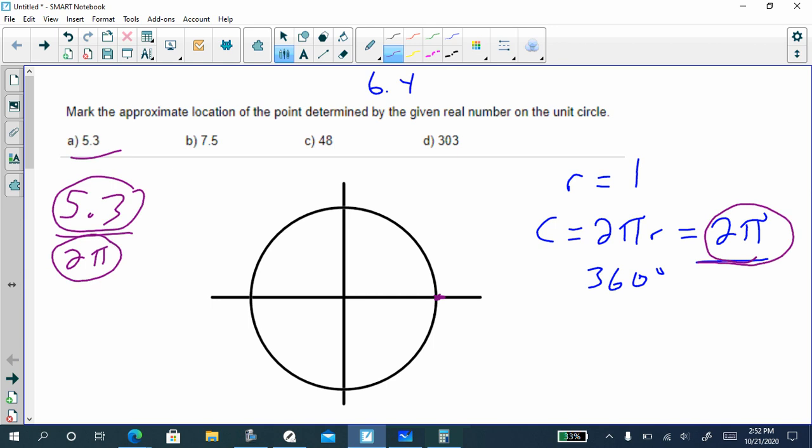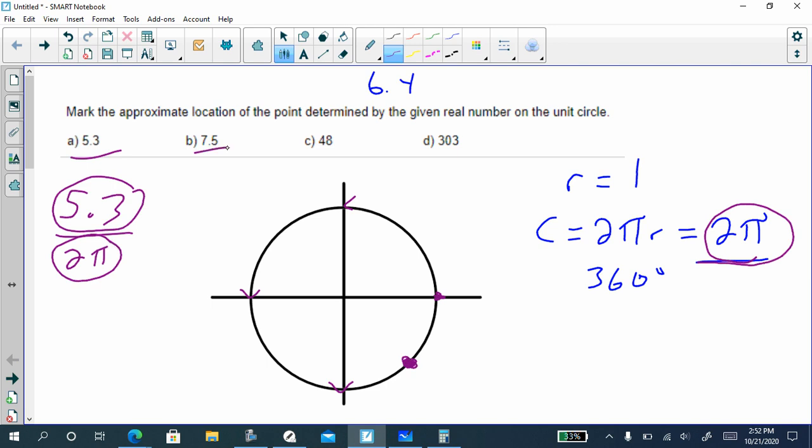So if we start at the initial point and travel 84% of the way, here's 25% of the way, 50% of the way, 75% of the way. So 84% of the way would be somewhere around there.